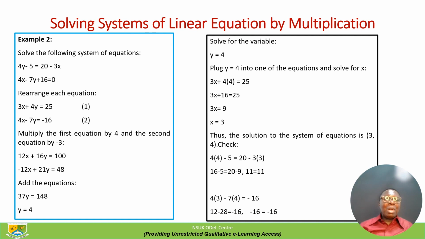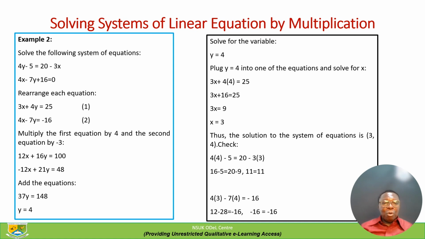So let's look at example 2. Solving the following systems of equations. We have 5y minus 4y minus 5 is equal to 20 minus 3x. And you also have 4x minus 7y plus 16 is equal to 0. So if you rearrange each equation like we did in the previous example, you will have 3x plus 4y is equal to 24.